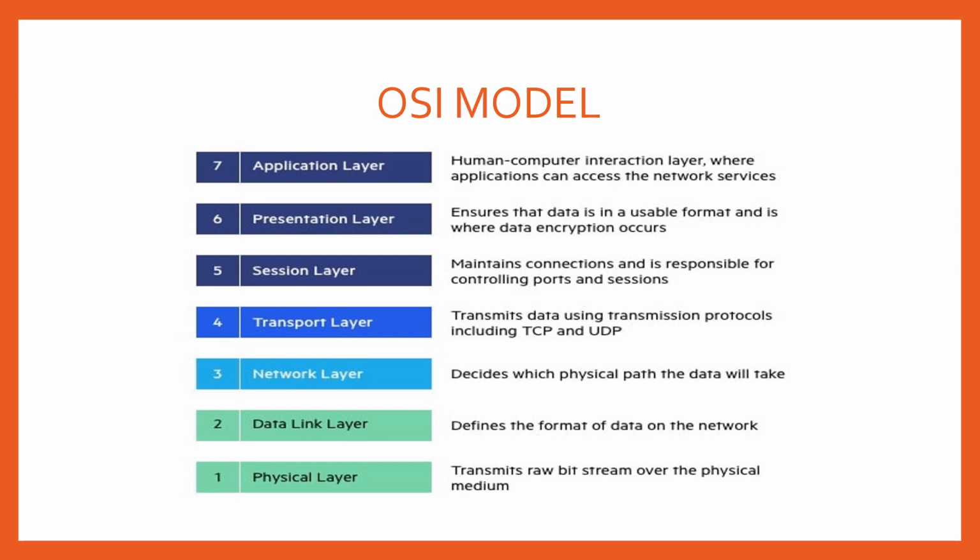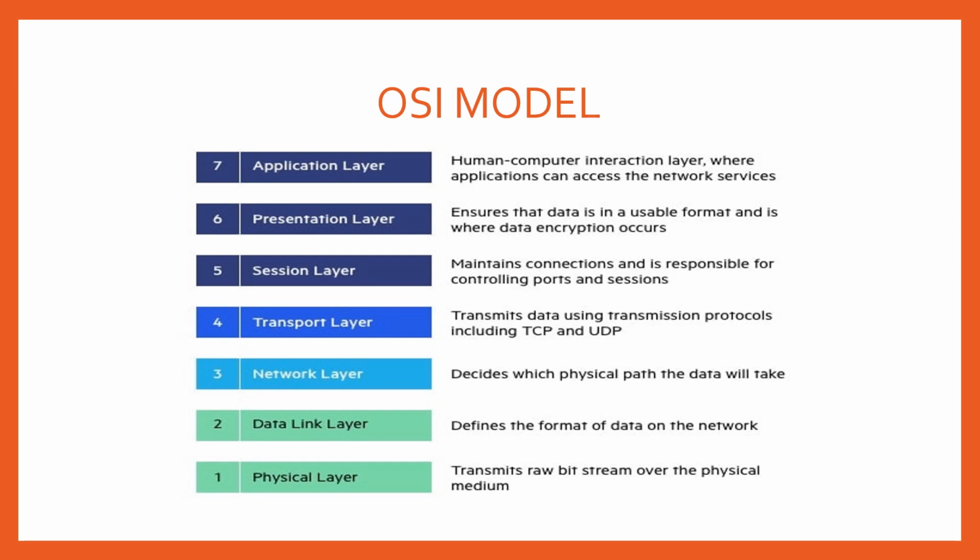Coming to the topmost layer, that is the 7th layer, it is called the application layer. The application layer is responsible for providing network services to the user applications. It is also called the human computer interaction layer, where applications can access the network services.